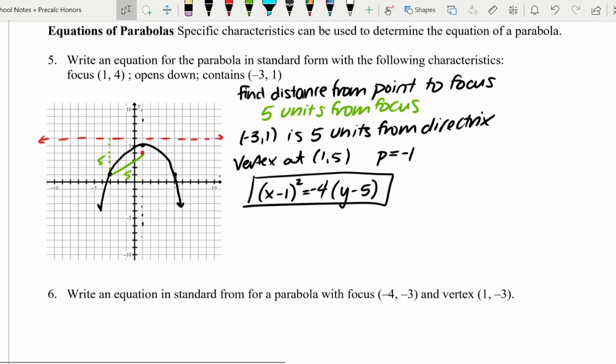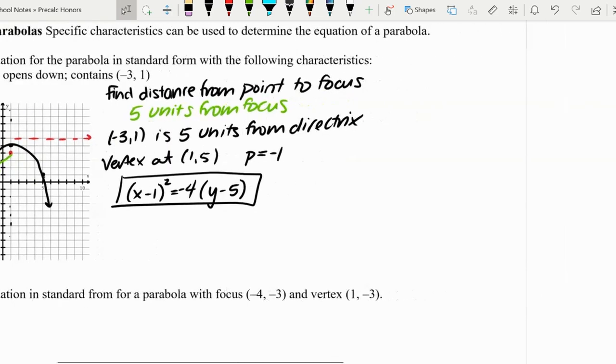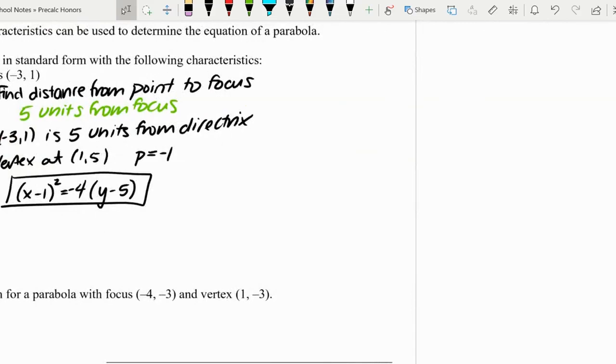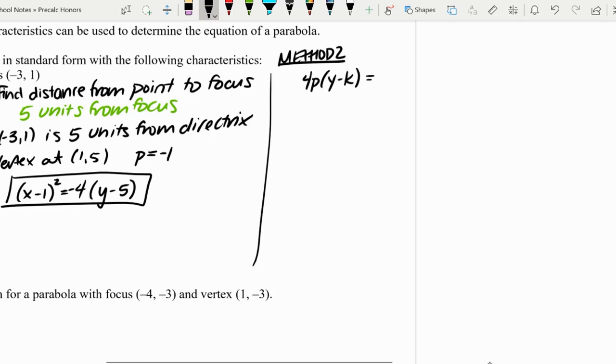Now we could go a different route with this if we wanted to. I think it's a little bit trickier, but I'm going to write it over here, and it's more of an algebraic method. So I'm just going to write down everything I know from the start here. I'll call this method 2. Since they tell us that the parabola opens down, we know that it's going to be this standard form, at least to start.